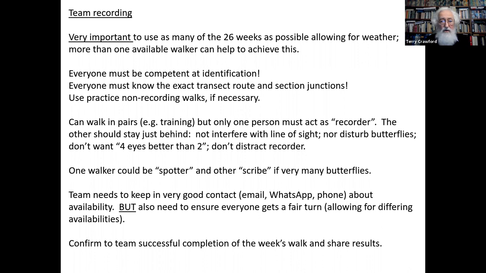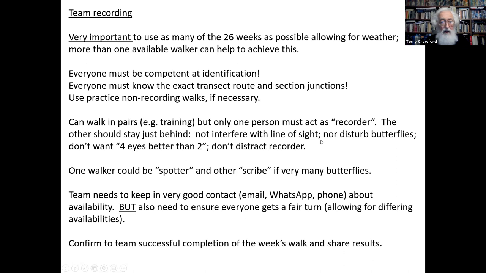Now, if you've got two people walking, for example, if you're training a new recorder, then you're walking in pairs, but one person must be acting as the true recorder for the scheme, and the other should stay just a little bit behind. So they're not going to interfere with the line of sight of the recorder. They're not going to disturb butterflies before the recorder sees them by walking a bit in front. And you don't want to have a situation where 4 eyes are better than 2. And you don't want to distract the recorder by discussing what you're going to have for dinner that night, when really they're supposed to be concentrating on looking for the butterflies.